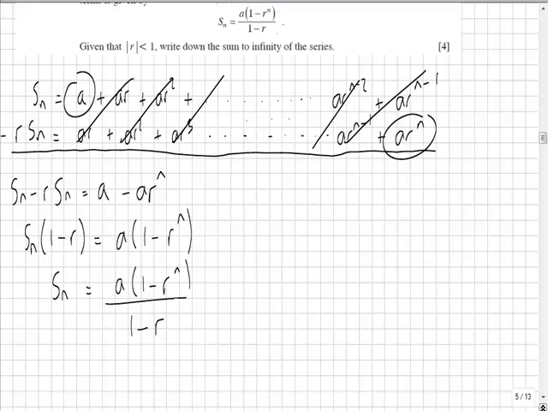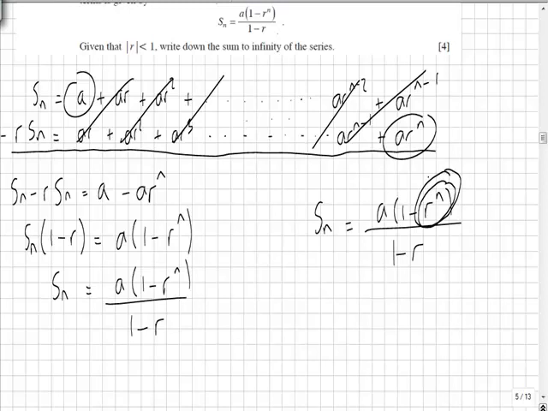It also says that given that the modulus of r is less than 1, write down the sum to infinity of the series. Well, if r is less than 1 and we're looking for an infinite number of terms, if we just examine this sum to any number of terms, the only thing that's going to be affected is this here. Remembering that r is less than 1, so it's effectively a decimal number, to the power of an infinite number would mean that this would actually tend towards 0.